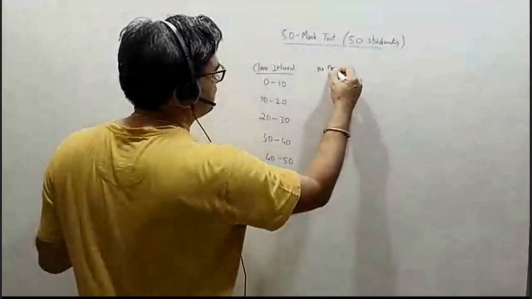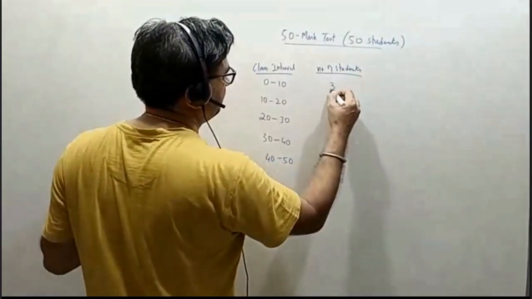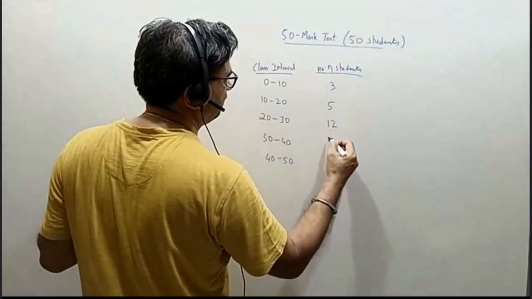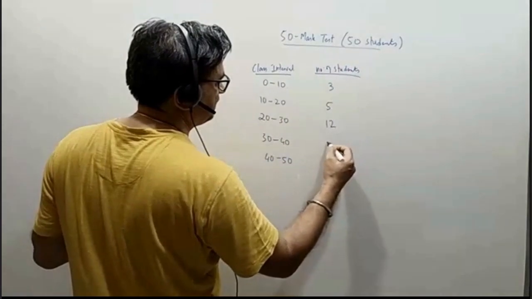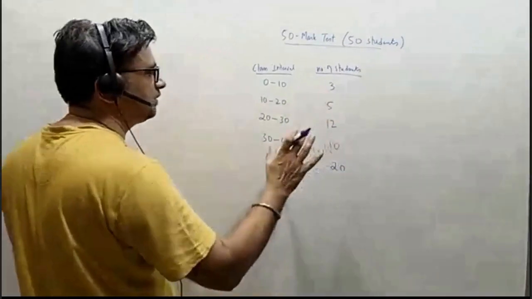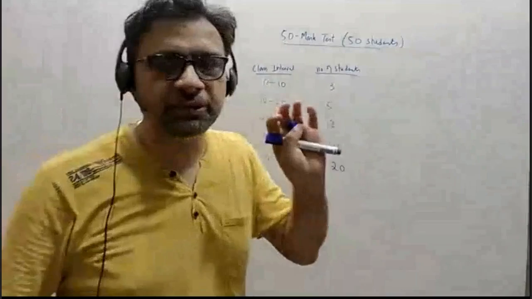So the number of students, this is, let's say, 3, this is 5, this is 12, 20, then this is 10 maybe, and this is 20. So are you all good with what this data means? Don't worry what we are going to do with this data, but are you making sense of what this data is, folks? Are you able to read this data?